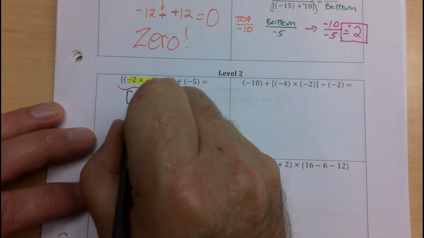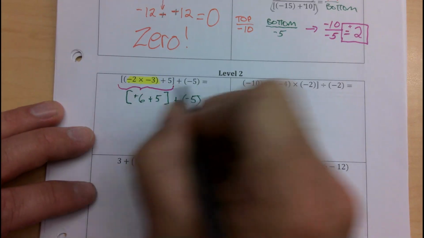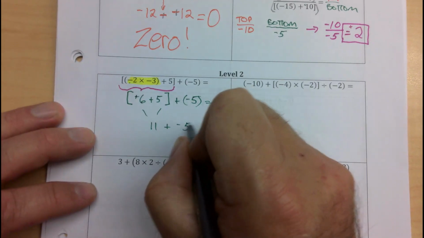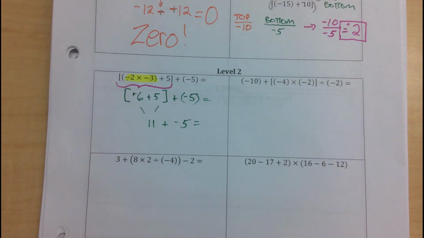Okay, so we just got 6 plus 5. That's just regular adding. So 6 plus 5 is 11, plus a negative 5. We're adding, but we're adding cold. We're adding debt. So is this answer 16 or is it positive 6? Positive 16 or positive 6? Which is it? Positive 6 or positive 16?